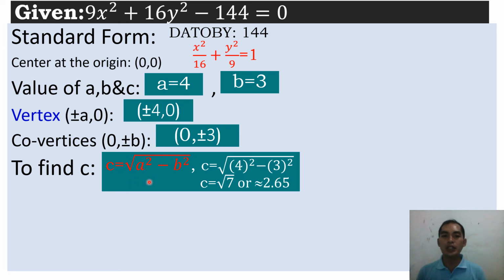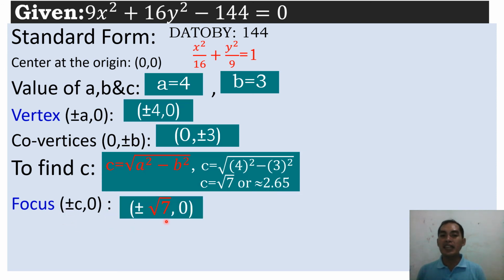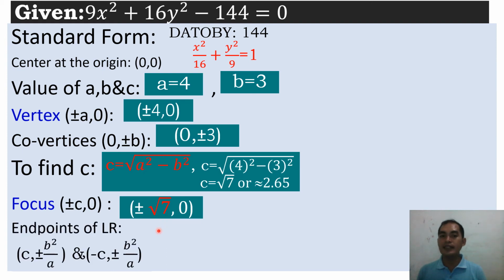Now, to get the value of C, we have the formula C equals the square root of A squared minus B squared. Ang gawin nyo lang ay yung denominator na ng standard form, ima-minus nyo lang at kukunin ng square root. So, square root of 16 minus 9 is square root of 7 or approximately equal 2.65. Therefore, our foci, we have positive, negative square root of 7, 0.